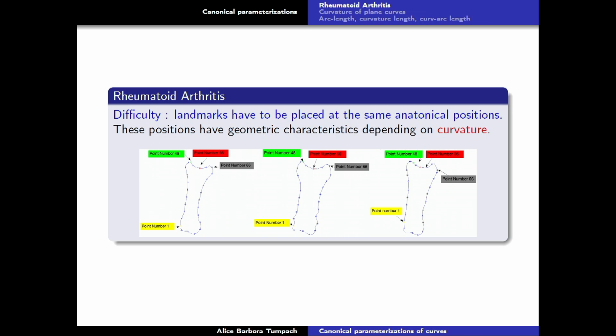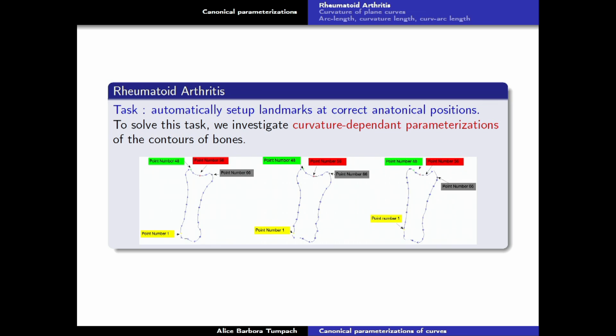So these landmarks have to be placed at the same anatomical positions, and these positions have a geometrical characterization, and it depends on the curvature of the curve, which is the contour of the bone. So to do it in an automatic way, we propose to investigate curvature-dependent parameterization of the contour of the bones. So that was the motivation to introduce other parameterizations of curves than, for instance, arc length.